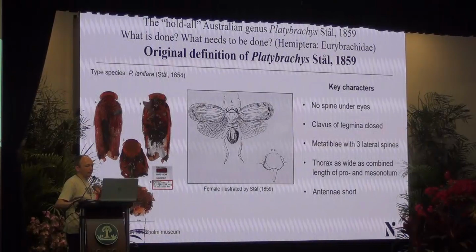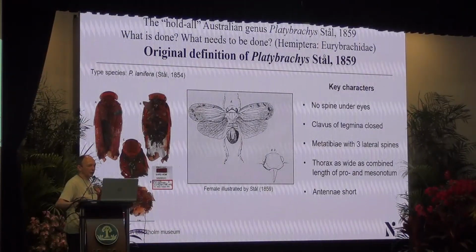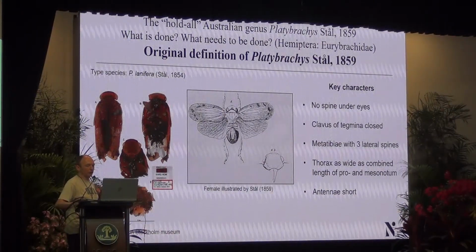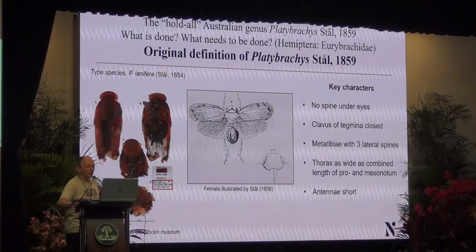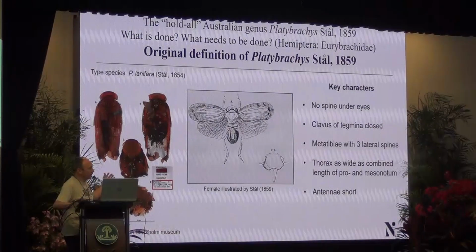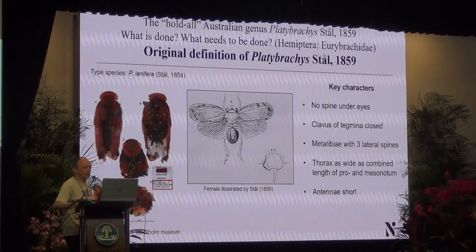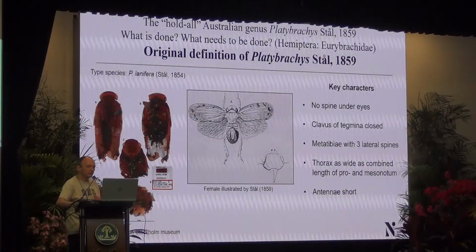So those EURYBRACHIDs had no spine under the eye, which is a very strong character of the genus EURYBRACHIS, the type genus of the family, which is found in South India. So the fact that EURYBRACHID had not that spine was clearly a good generic character at the time.